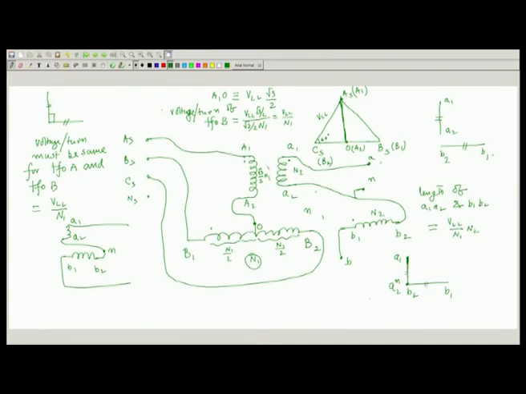In the case of balanced two phase voltage, this I will call the line to line voltage. Line to line voltage will be root 2 times the phase voltage, you can easily understand. So far so good. So, this is what the Scott connection is.